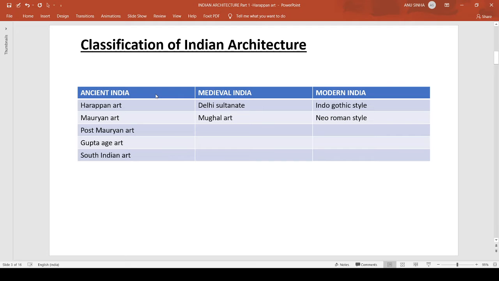Now moving next. So in this chapter, we are going to study about the Indian architecture. So Indian architecture has been divided into three parts basically. We will be covering the ancient India, medieval India and modern India. So in ancient India also there are 5 subdivisions. We will first be talking about Harappan art, then we will be going to Mauryan art, then post Mauryan, then Gupta and then South Indian art.